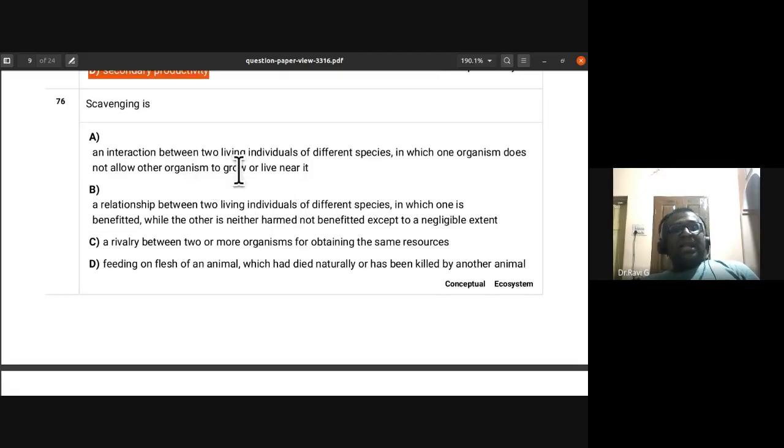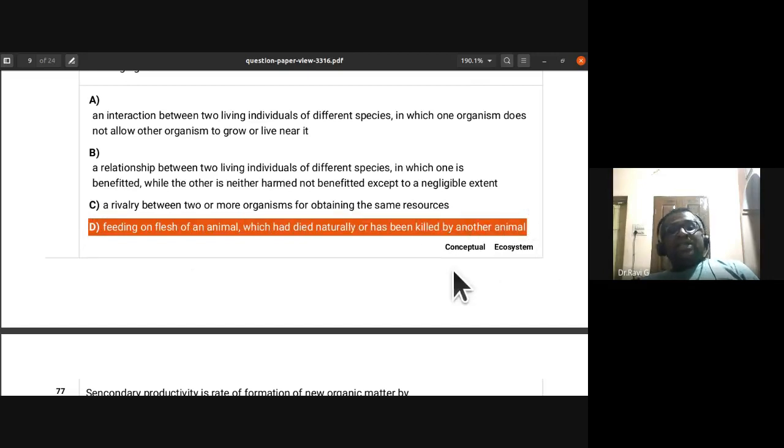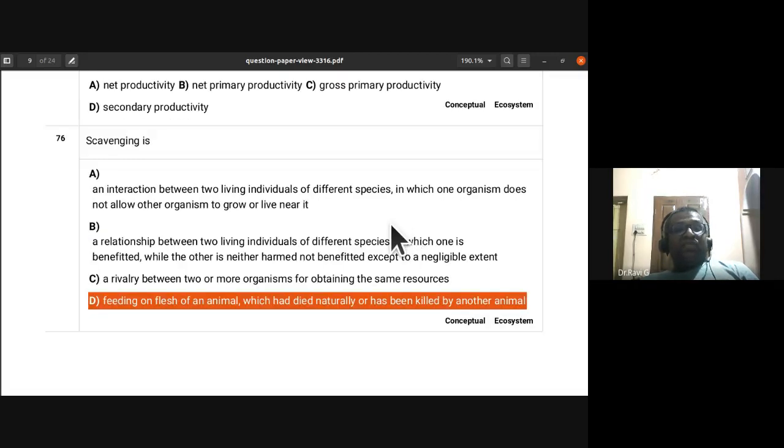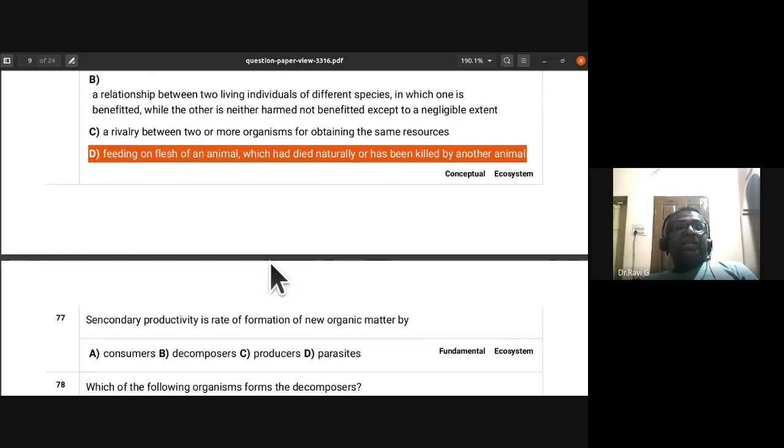Scavenging is an interaction between two living individuals of different species in which one organism does not allow the other organism to grow or live near it. Or a relationship between two living individuals of different species in which one is benefited while the other is neither harmed nor benefited except to a negligible extent. Or is it feeding on the flesh of an animal which had died naturally or has been killed by another animal? So this is the right answer. Scavenging is feeding on the flesh of an animal which had died naturally or has been killed by another animal. That is what this population interaction is called, scavenging.